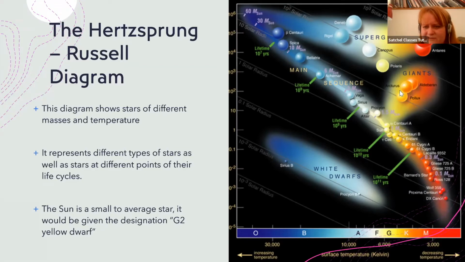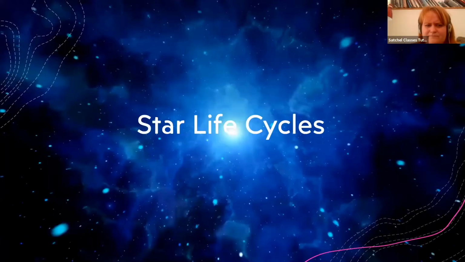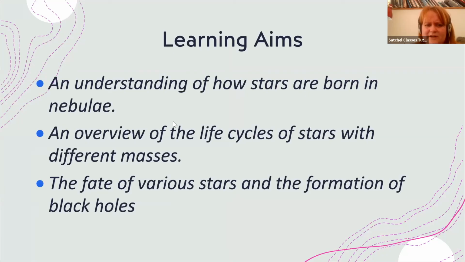Or a supermassive star will become a supergiant. Neutron stars and black holes are not represented here. Okay, so it's a good overview. We've looked at how stars are born, nebulae, an overview of the life cycle with different masses, so you can go over that, and the fate, what would happen eventually, of various stars and the formation of black holes.